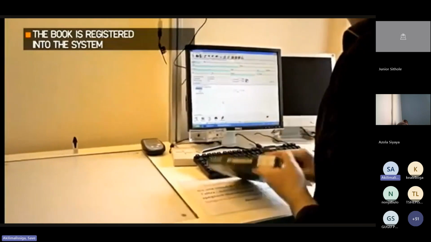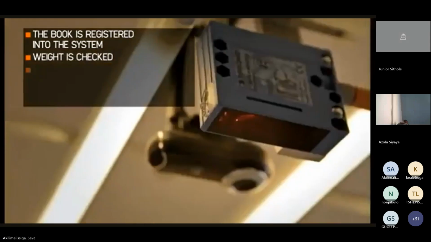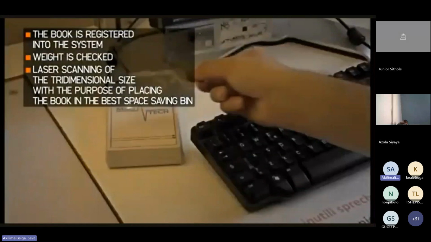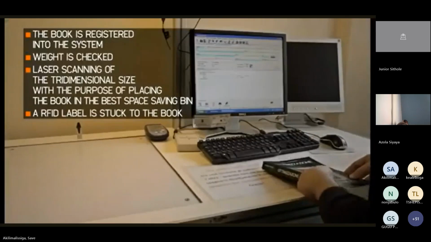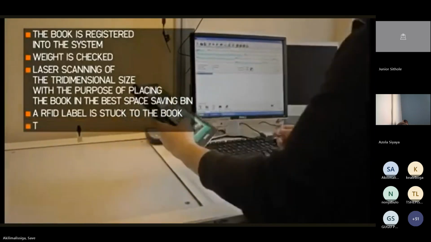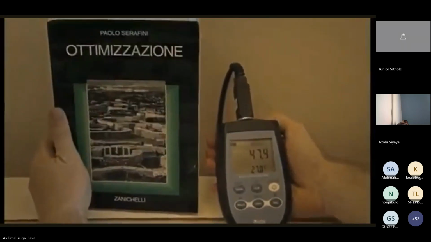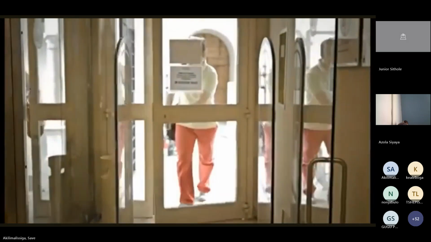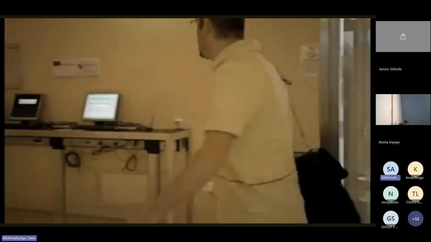So here the book is registered in the system, in the database, and sent to the shelves inside the library. So now this gentleman here is going to come and request the book.